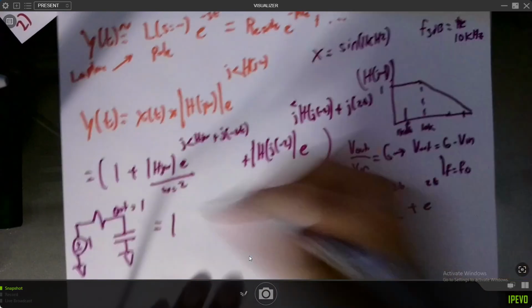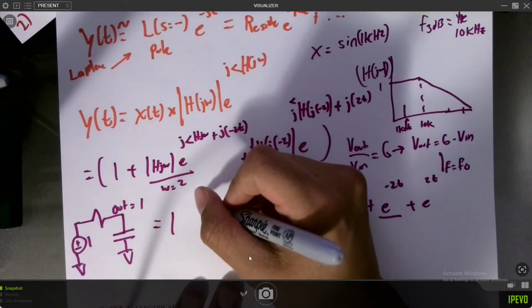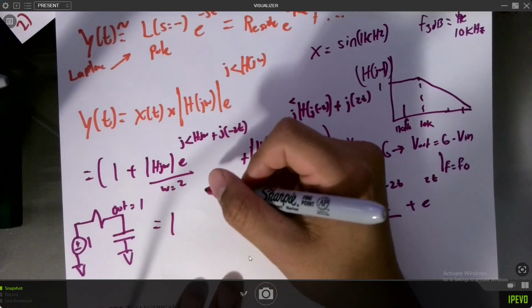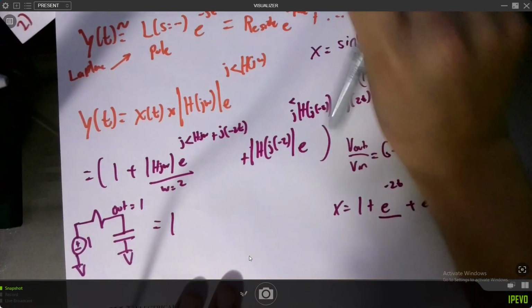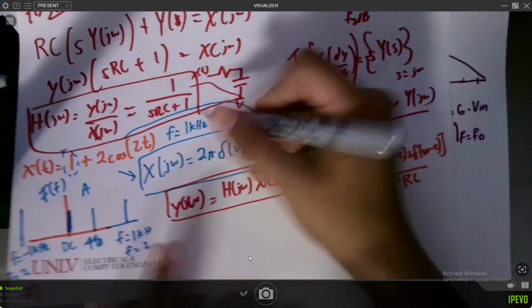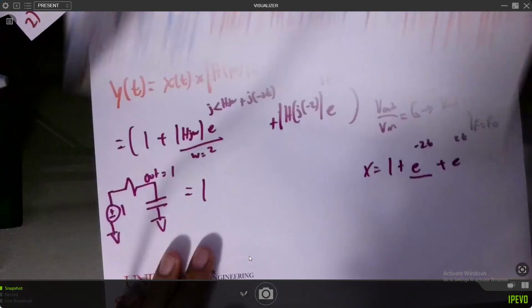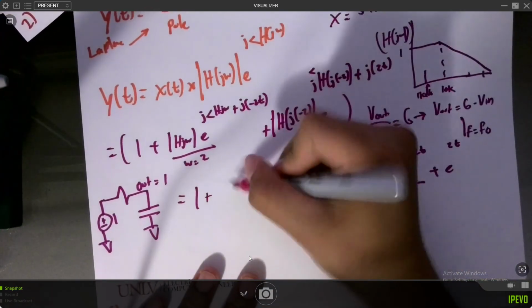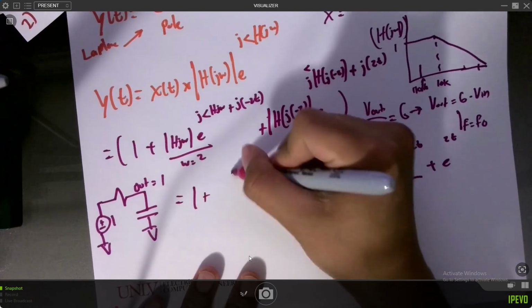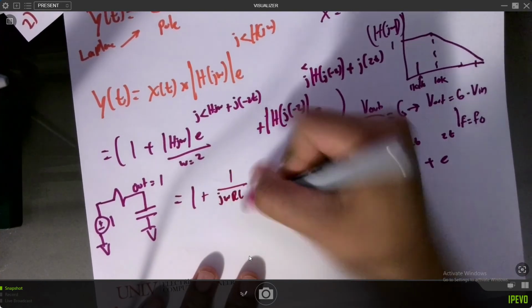Hold up. Am I forgetting a 2 somewhere? No, that should. Nope. No. Actually, don't look at this. Look at this guy right here. Yep, this RC circuit. I was looking at the wrong thing. Plus, I don't know why I was thinking that. 1 over jωRC.